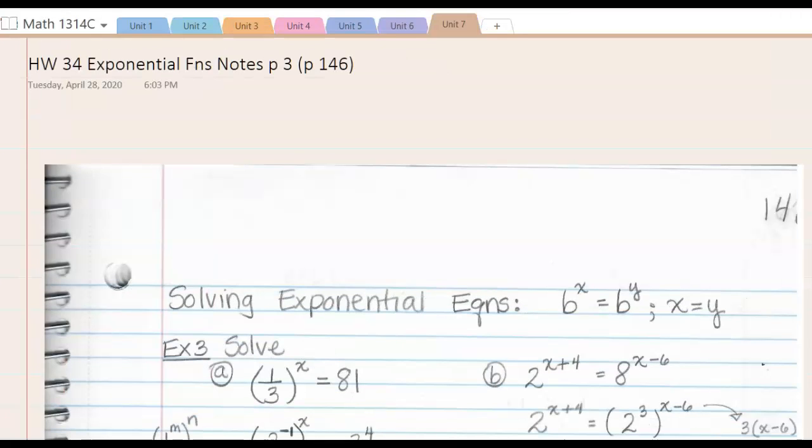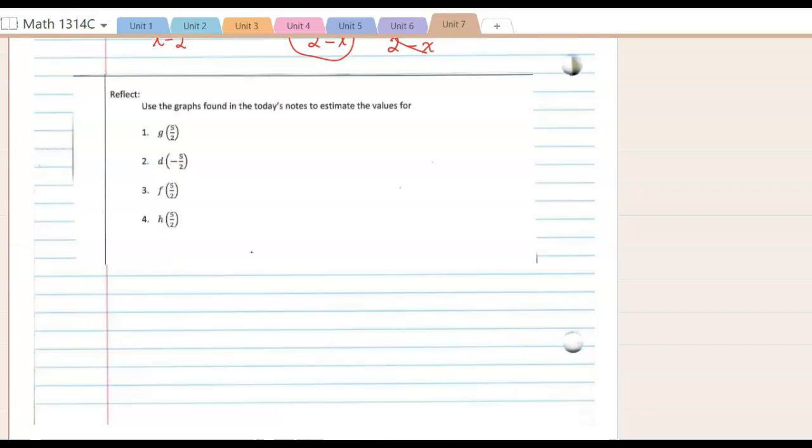This video will cover the third page of notes for the topic of exponential functions. Before continuing, I want to make sure that we understand how to find the values for the reflect. So I'm going to go ahead and do number 1 that says to go find g of 5/2. So I've got to go find the g of x function.